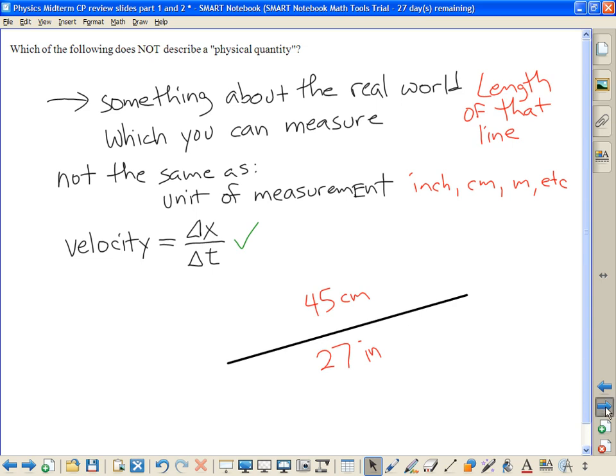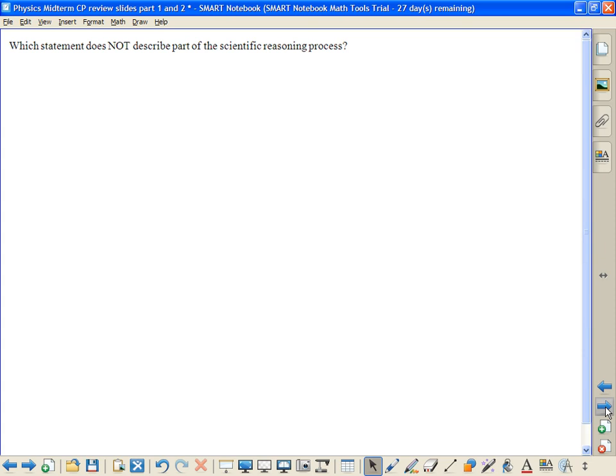All right, this is in the easy category. Which statement does not describe part of the scientific reasoning process? We've been talking this period a lot about what scientists do. Take a minute at your table with your pals or at home.